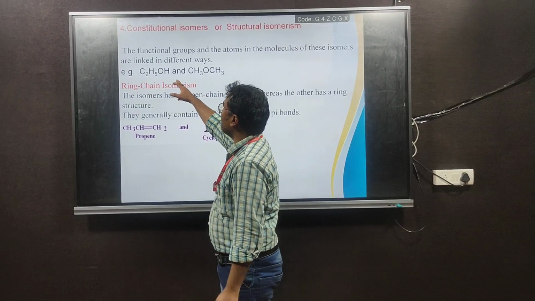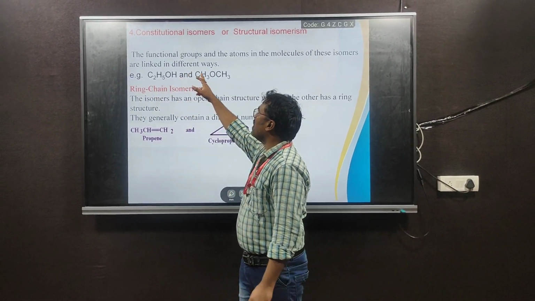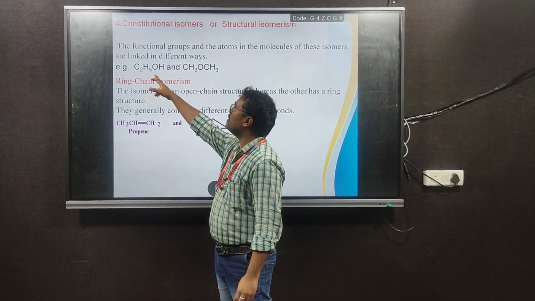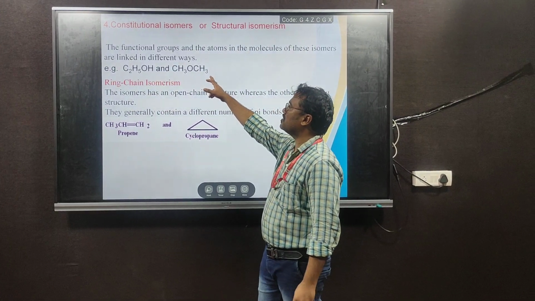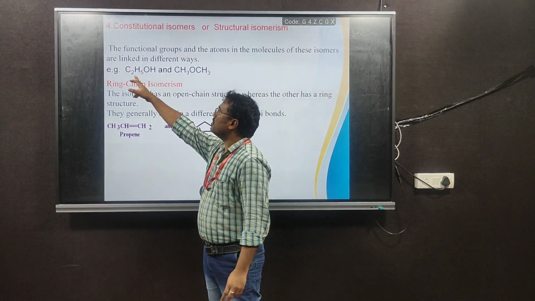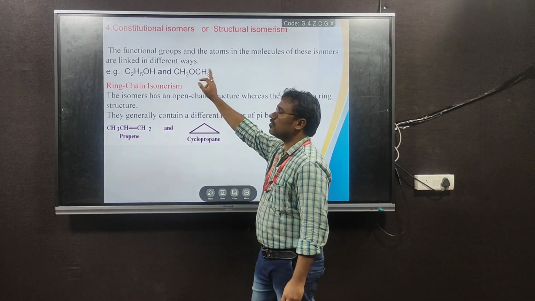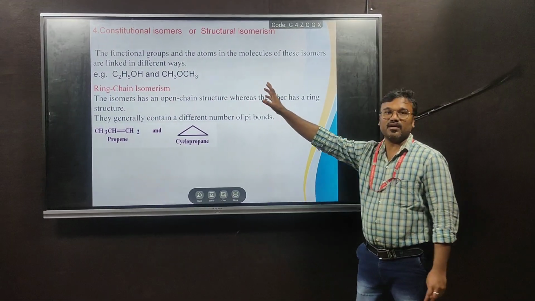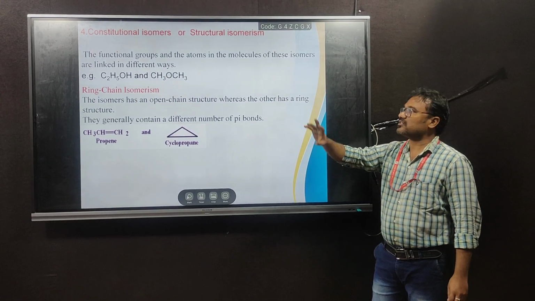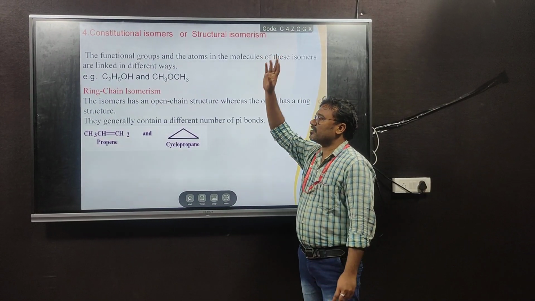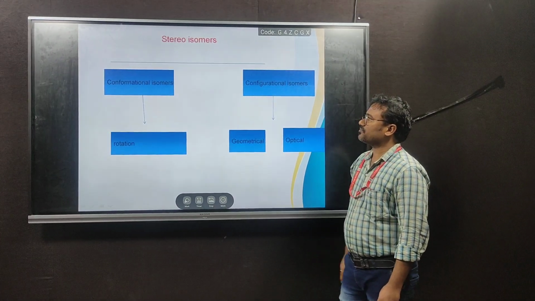Here is another example of functional isomerism, ethanol and ether. Ethanol and ether are also functional isomers. You see the molecular formula C2H6O. Here also C2H6O. The molecular formula is the same but differs in functional groups. This type of isomerism is known as functional isomerism.